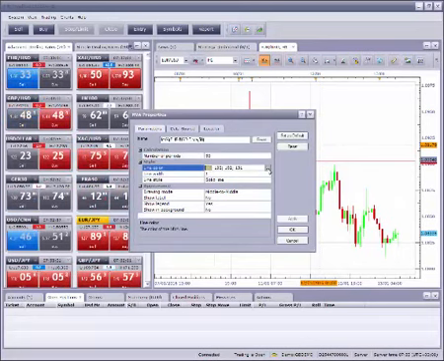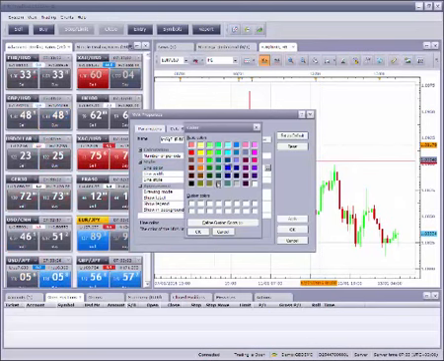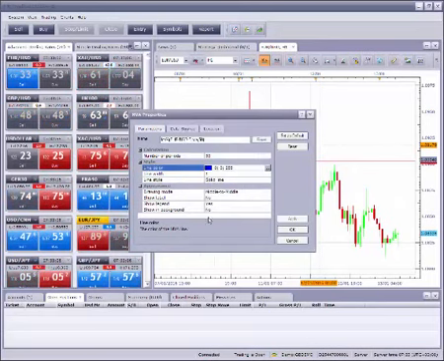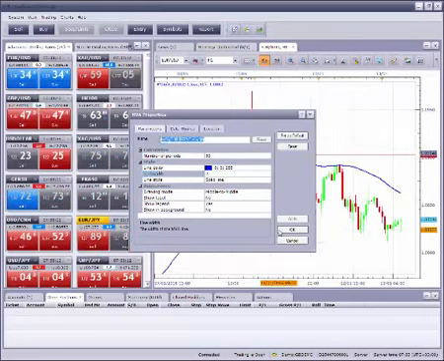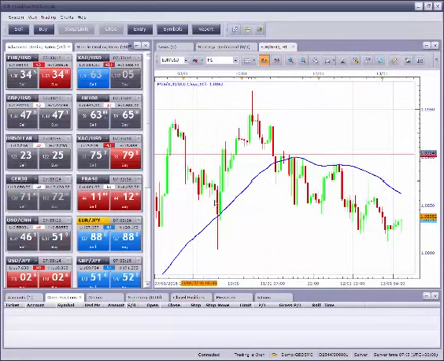You can change the color, etc. here, so just click there and then choose the color you want. You can change the thickness of your line here as well to make it more apparent. Just click OK and it will put this line on your chart.